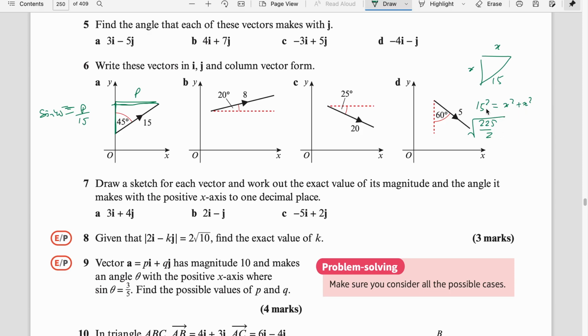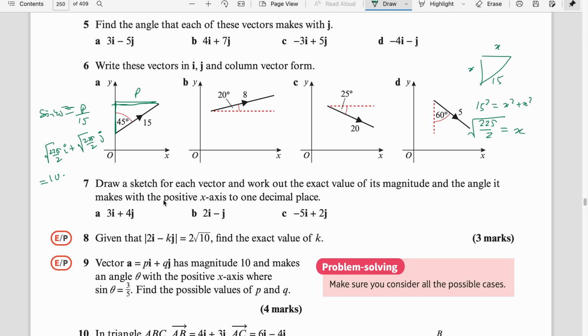I just skipped one step, solved it directly. 15 square is 225, and on the right hand side you have 2x square, and you bring this 2 on the other side. So this is basically x and y square root 225 by 2i plus square root 225 by 2j. In decimals it is 10 point something.